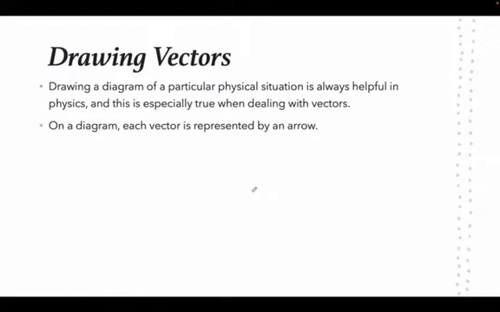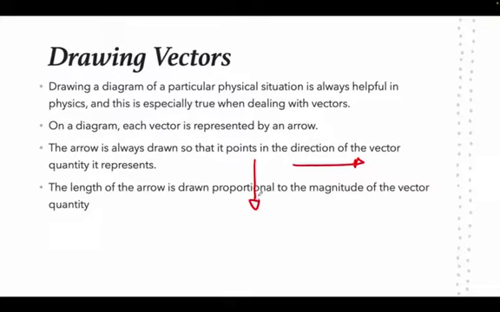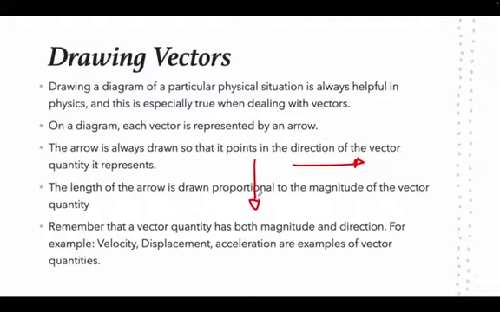When we draw a vector, each vector is represented by an arrow, and the arrow points in the direction of the vector that it represents. So if I want to, say, indicate a velocity to the right, I will draw a vector pointing to the right. If my object was moving south, I will draw a vector pointing south. The length of the arrow is proportional to the magnitude of the vector, and the arrow points in the direction. Okay? So quantities like velocity, displacement, acceleration, among others, are examples of vector quantities.